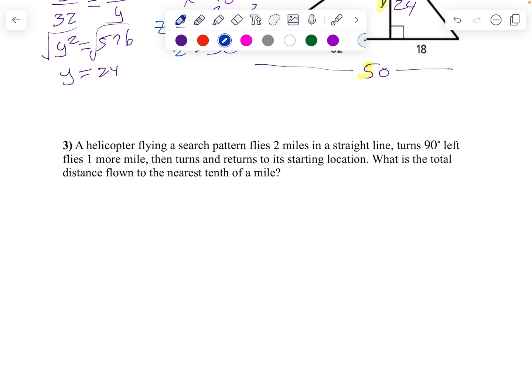Okay, question 3. A helicopter is flying a search pattern that flies 2 miles in a straight line. Then it turns left at 90 degrees and flies 1 more mile. I didn't draw that very well. I'm going to redraw that. So this is 2 and that's 1. We got this 90-degree angle. What's the total distance it's flown to the nearest tenth of a mile?